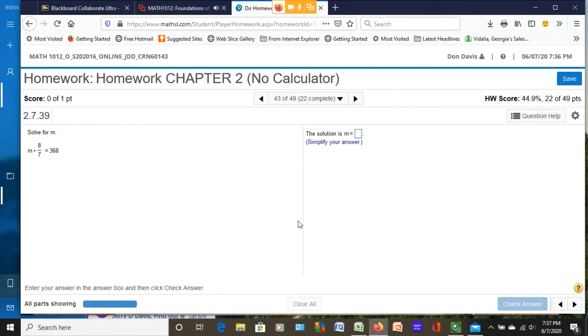All right, so this is something a little different. This is an equation. Solve for m. It's an equation, and what does it want us to do? Well, let me jot it down on the pad, and we will see if we can figure this out. It's 2.7.39, and it's m times 8/7 is equal to 368. M times 8/7 is equal to 368.